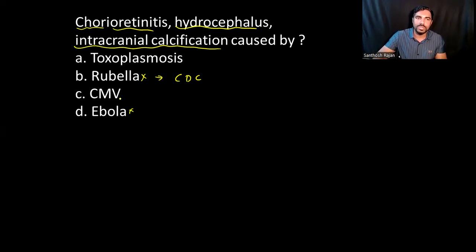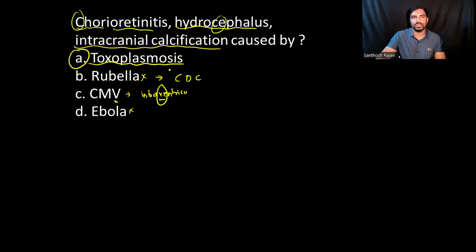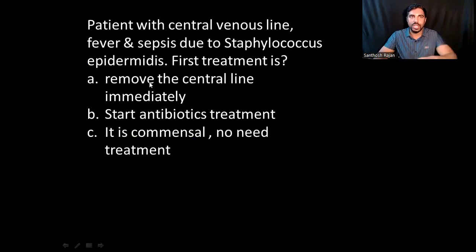So the fight is between toxoplasma and CMV. One important thing is that in CMV, you have intraventricular, that is, ventricular calcification. V for V, V for ventricular. They didn't give ventricular, they directly gave intracranial. I remember CCC: chorioretinitis, hydrocephalus, calcification comes, toxoplasmosis. CMV is possible for a few symptoms, but that's intraventricular calcification, so we're not including it. So your answer is toxoplasmosis. This was another confusing question, like leptospira and dengue, that can make you a little confused.